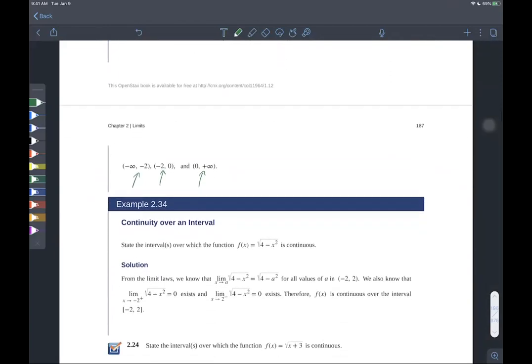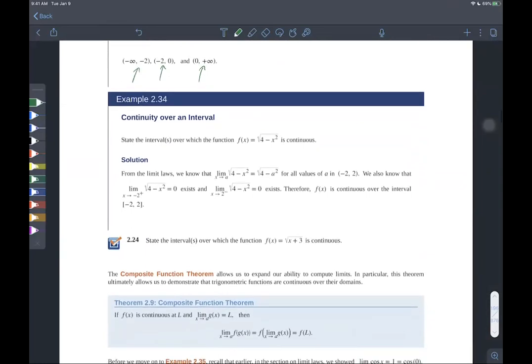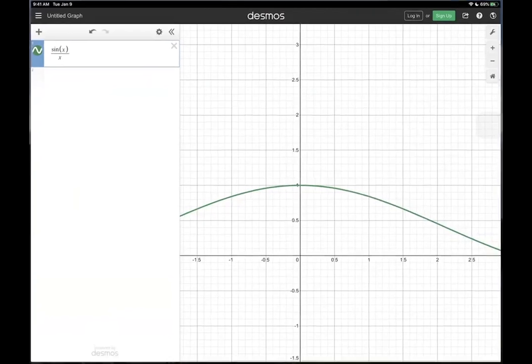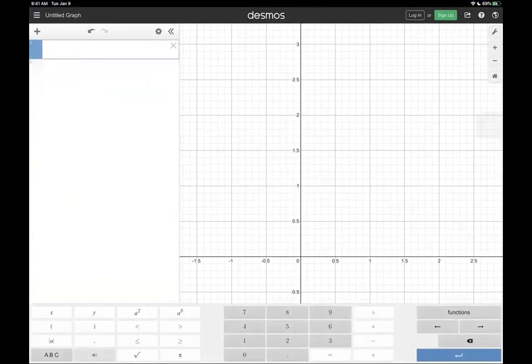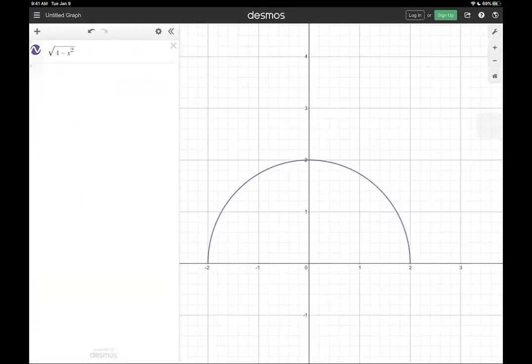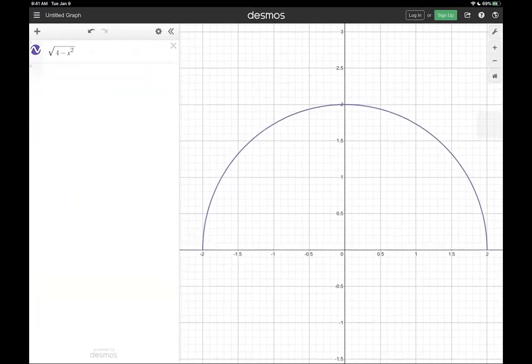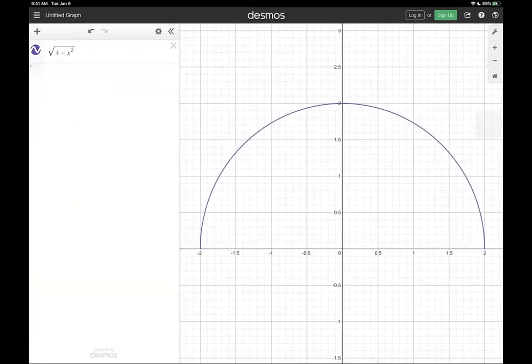Let's take a look at the next one. Here's a good example, and let's graph this one. f of x equals the square root of 4 minus x squared. So the square root of 4 minus x squared. And so you can take a look at this graph here and notice that we could only be continuous, let's say, at the point over here, (-2, 0).